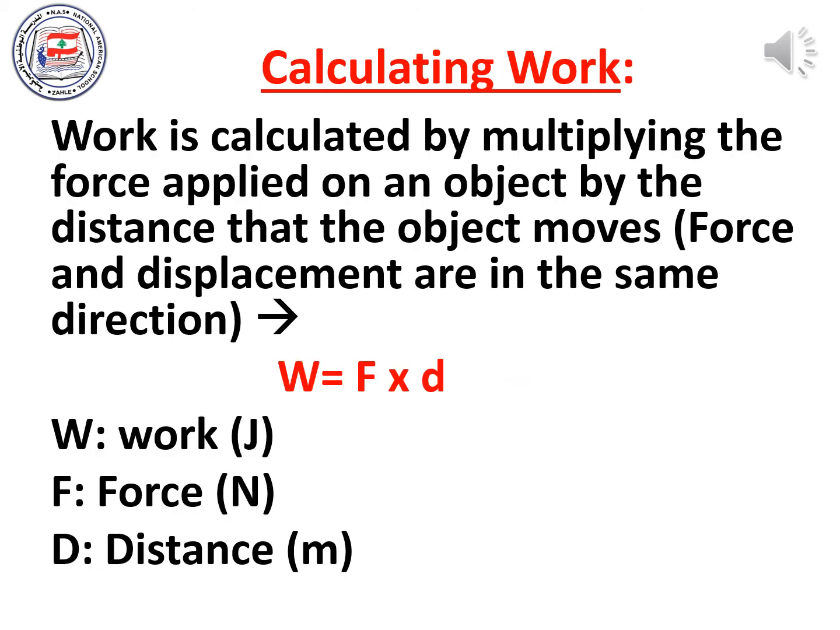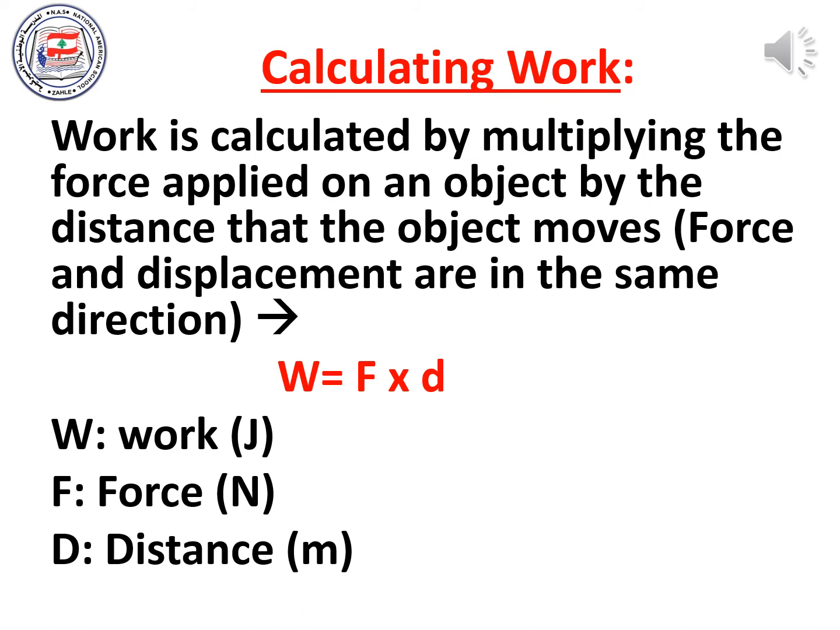Calculating work. Work is calculated by multiplying the force applied on an object by the distance that the object moves. Force and displacement are in the same direction. So in this simple equation, the force is in the same direction as the displacement. We will consider other cases later in this lesson. So in this case, or in this equation, the force and displacement have the same direction. This is why we can calculate work by multiplying the force applied on an object by the displacement of this object, so the distance that the object moves due to this force. Work is measured in a unit called joules. Force is measured in newtons, of course, and distance is in meters.